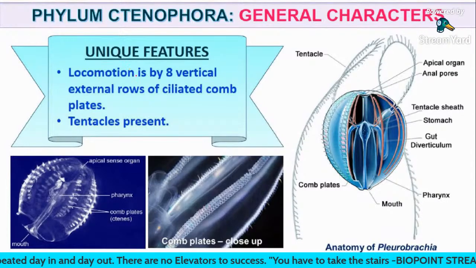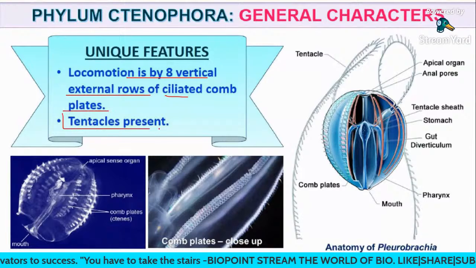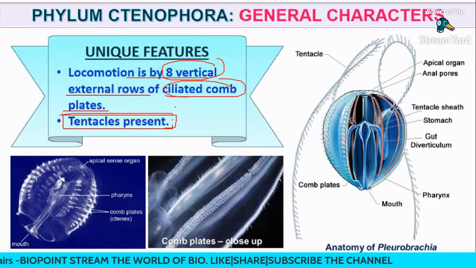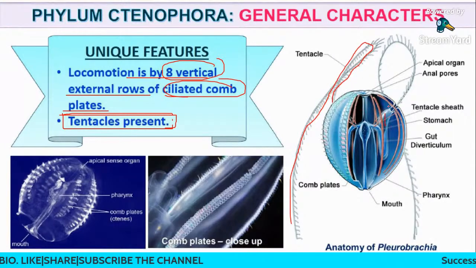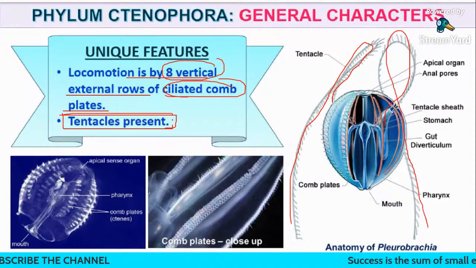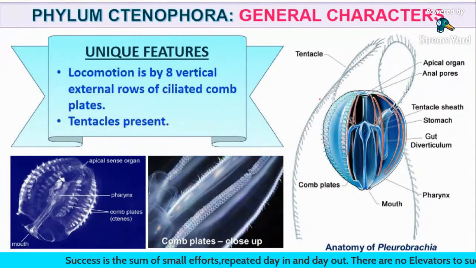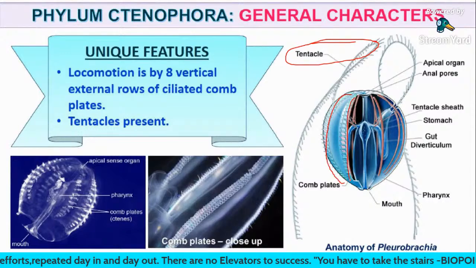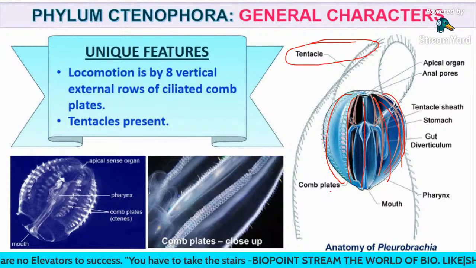Yes. So locomotion is by 8 vertical external rows of ciliated combs. Tentacles are also present. You have to have a clear idea about these 8 vertical ciliated combs. Look, these are actually the ciliated combs, not the outer ones. The outer ones are the tentacles. They are covered like this. Okay, 8 ciliated combs are there.